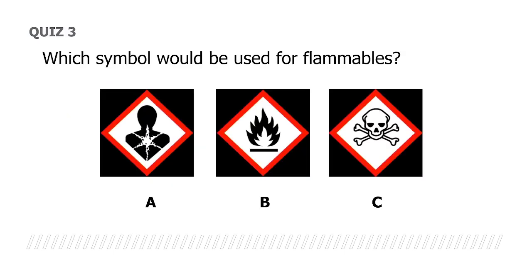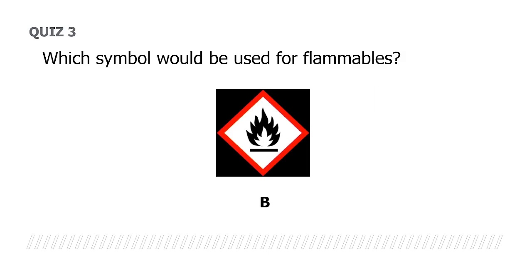Got another quiz here, quiz number 3. Which symbols should be used for flammables? We've talked about A, B, and C. We've already covered those, but let's figure out which one's going to be the flammables. We know A is what? The A is going to be the health side of it. That's going to be your health pictogram. Looks like the B is going to be which one? It's going to be your flammables. And C is going to be your acute toxicity.